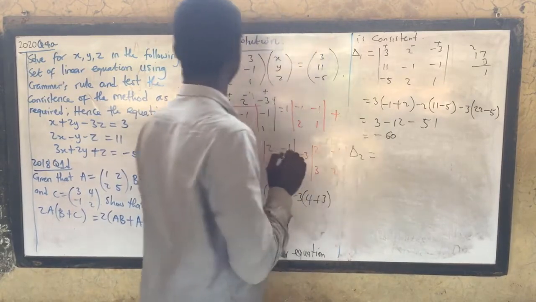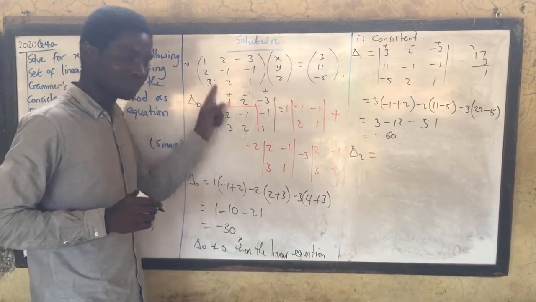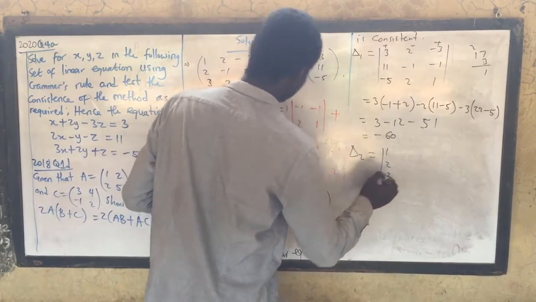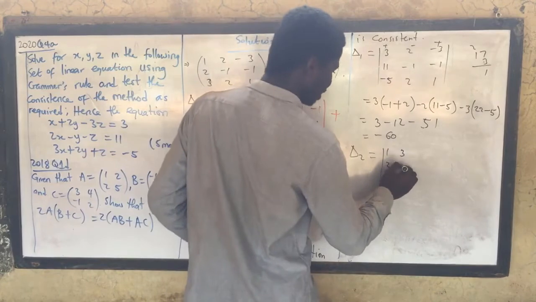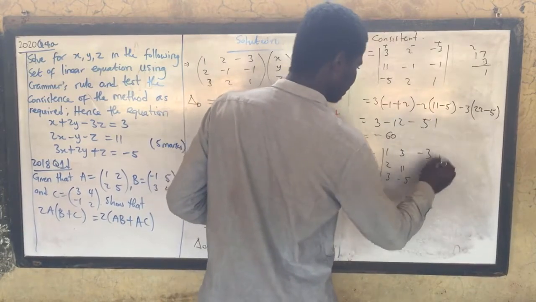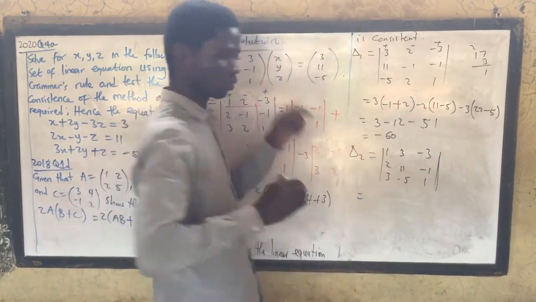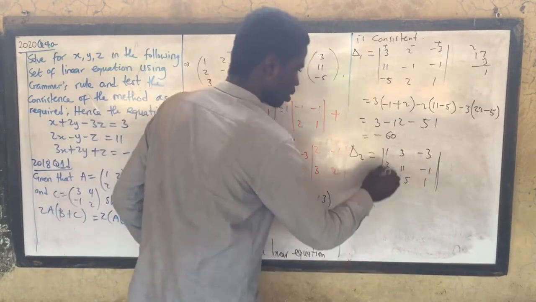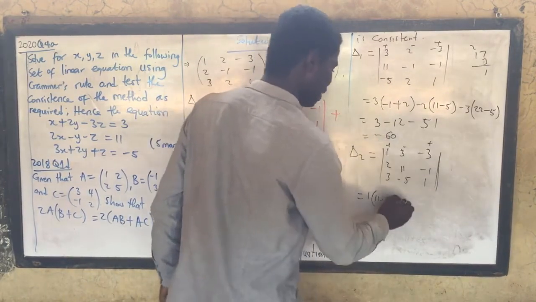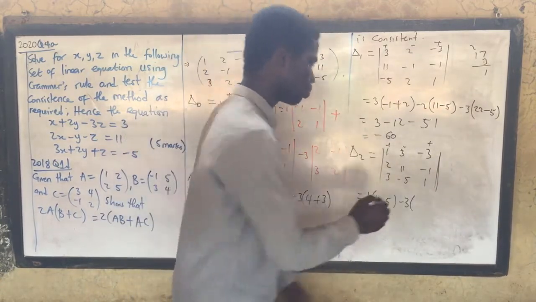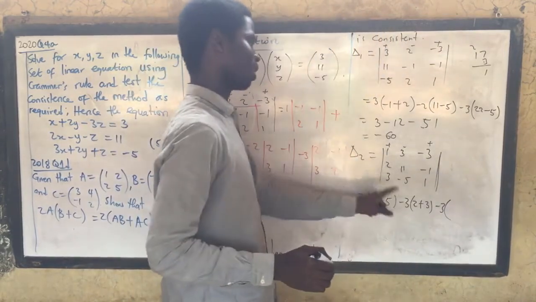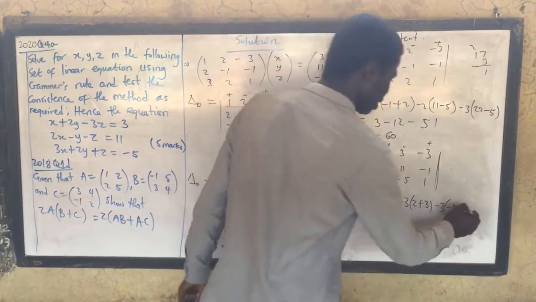Delta 2 will be equal to, you remove the middle. I've removed the coefficient of x first. Now remove the coefficient of y, the middle, and replace it with this. So 1, 2, 3 will be there this time around, but the middle will be removed. You put the answer 3, 11, minus 5, then -3, minus 1, 1. So this will be equal to 1, 11 times 1, 11 minus 5. Then this is plus minus plus. -3, open bracket, 2 plus 3, right? Then minus 3, 2 times 5, minus 10, then minus 33.